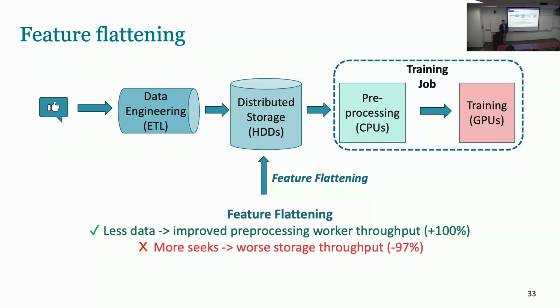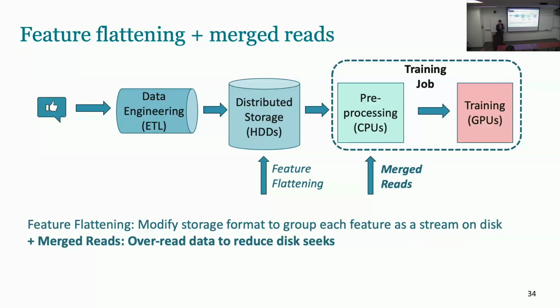But these are spinning disks, right? That's horrible. Any extra seeks is horrible for your disk IOPS. And adding these additional seeks cripples your storage throughput by around 97%. So let's try to address this problem that arises now in the pre-processing layer using this idea of merged reads.